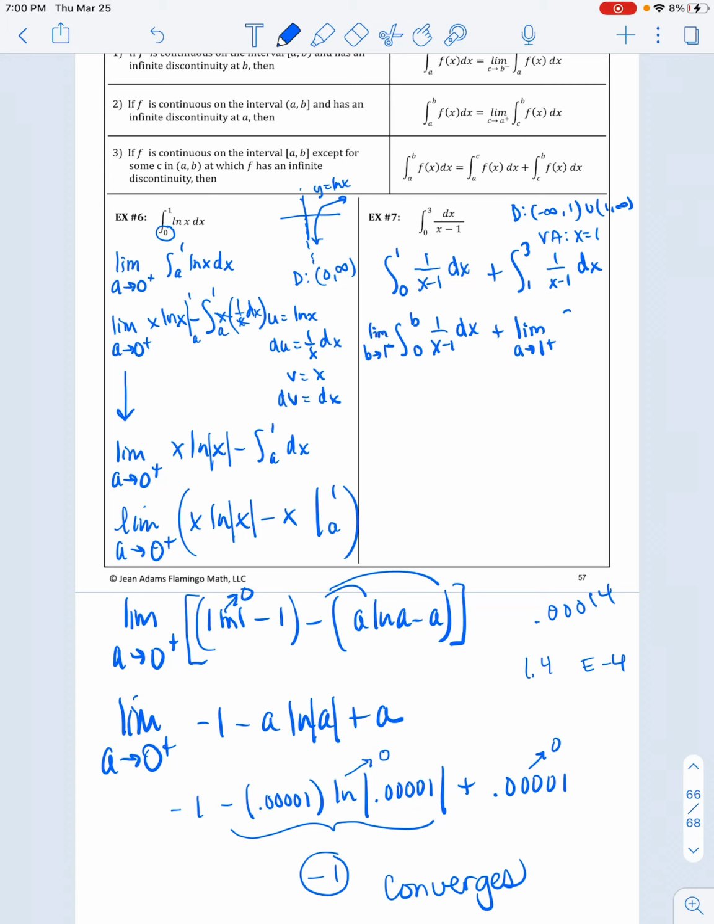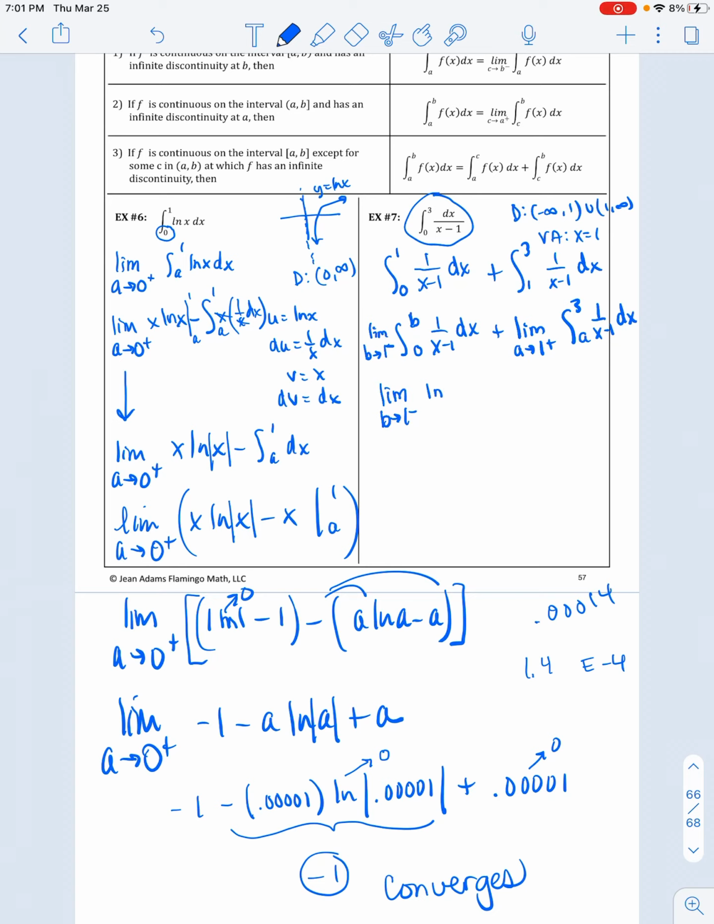It's easy to do. Limit as a goes to 1 from the right. So this would be a to 3. So we have to replace where our vertical asymptote is. Okay, you had to split this original at your vertical asymptote, and then put your values in, approach 1 from the left, approach 1 from the right. So now, this is an easy integral.